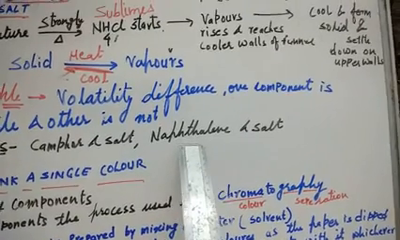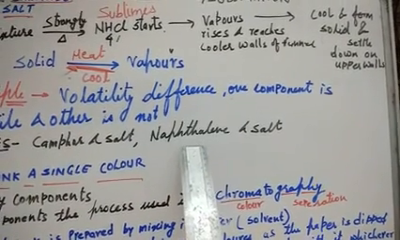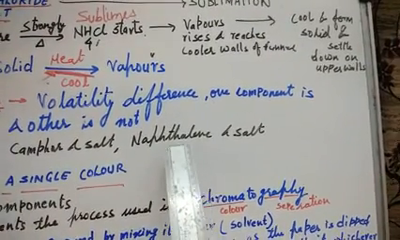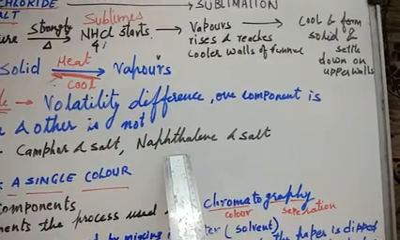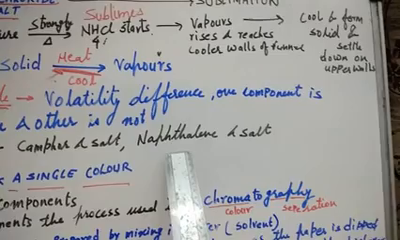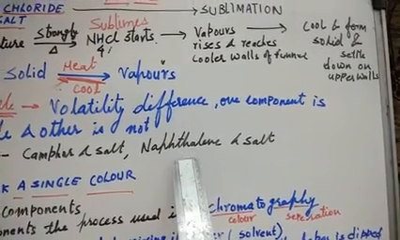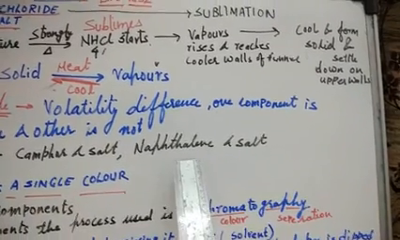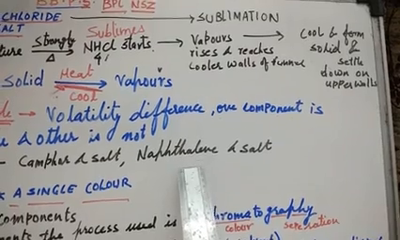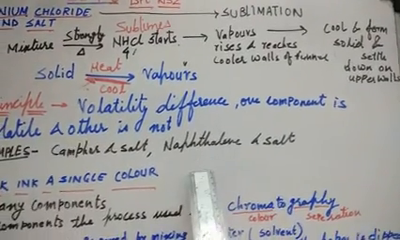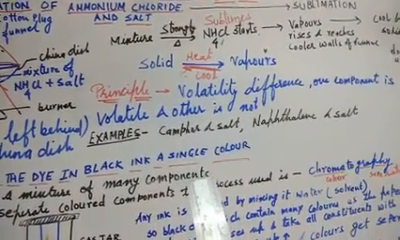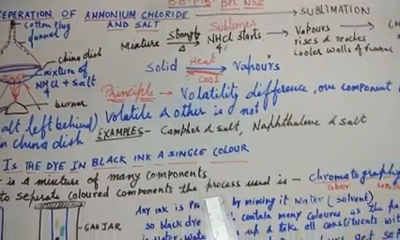It sublimes. Naphthalene balls, students, you have seen in woolen clothes. After winters, when we keep our winter wear, we keep moth balls or naphthalene balls. And next year when we again open those woolen clothes, the size of the naphthalene balls is highly reduced. So what is happening? It is sublimating. So sublimation is a process by which we can separate a volatile substance from a non-volatile substance.